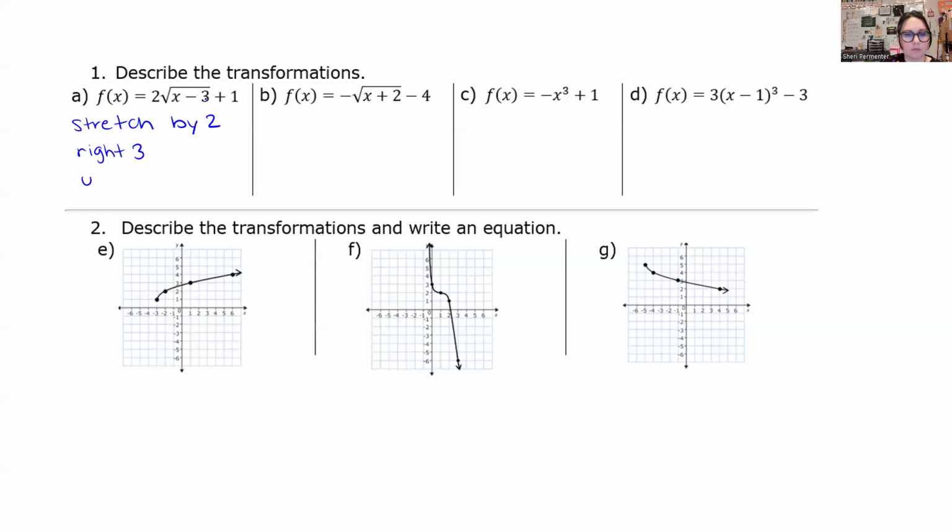These are almost identical to questions we had when we did quadratics. The negative, what does that negative out in front do? Nope. No, it does something. Reflect over X.